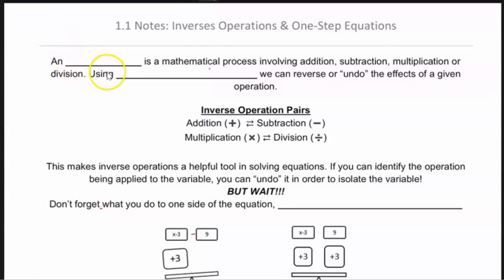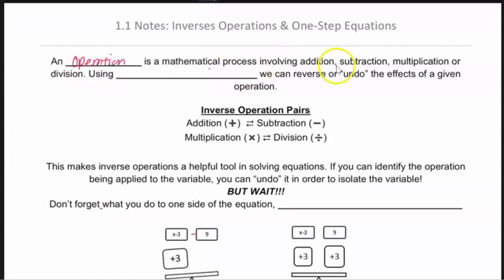Hey there guys, this is going to be the first video of your Unit 1 lesson, which is 1.1, Inverse Operations and One-Step Equations. So make sure you're following along with your packet or the PDF that is found on Canvas.